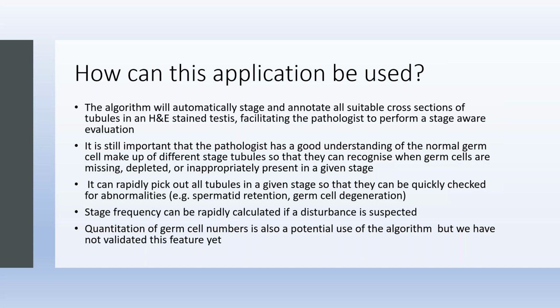Another potential feature, which we haven't yet validated, is that we could quantitate the number of germ cells. For instance, spermatogonia, pachytene spermatocytes, round spermatids, and that could be a very powerful feature for the future. But we're still working on that.